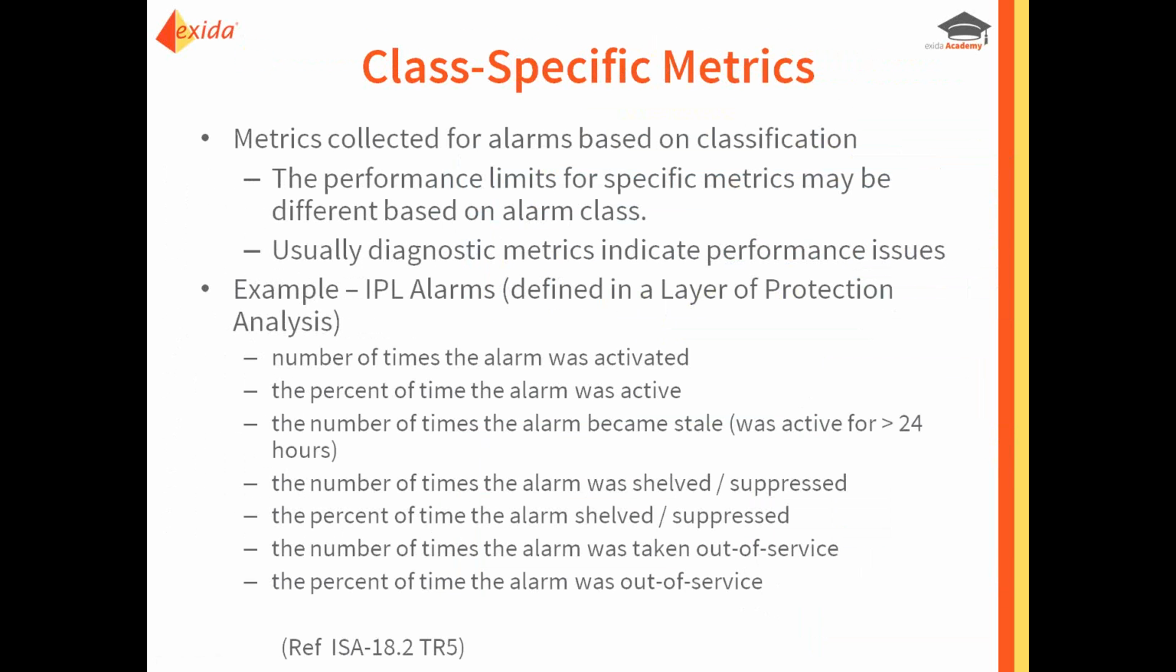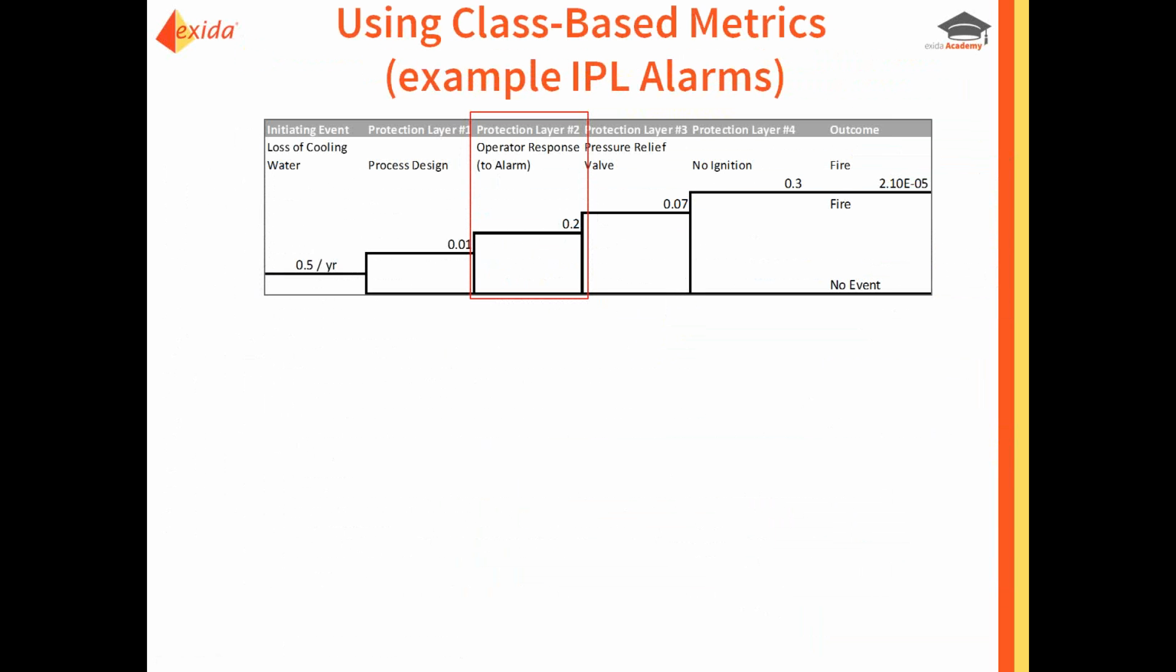If it's an independent protection layer alarm, you would hope, for example, that it's not out of service or a stale alarm for long periods of time, because that would mean your risk reduction is compromised during those periods. So let's look further at what that means to a LOPA analysis.